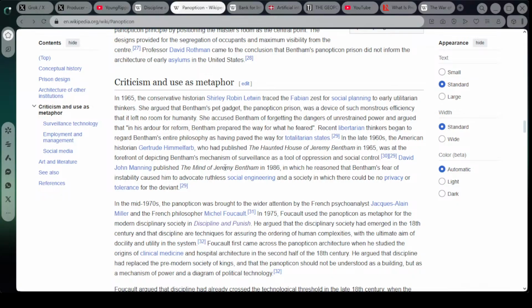In the late 1960s, the American historian Gertrude Himmelfarb, who had published The Haunted House of Jeremy Bentham in 1965, was at the forefront of depicting Bentham's mechanisms of surveillance as a tool of suppression and control. David John Manning published The Mind of Jeremy Bentham in 1986, in which he reasoned that Bentham's fear of instability caused him to advocate ruthless social engineering and a society in which there could be no privacy or tolerance for the deviant.